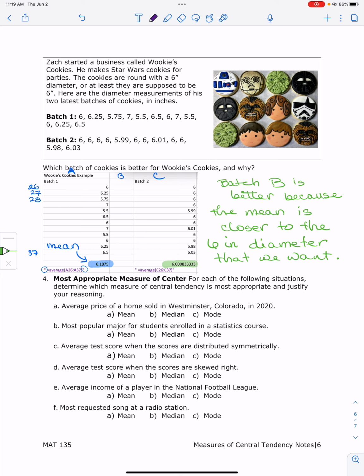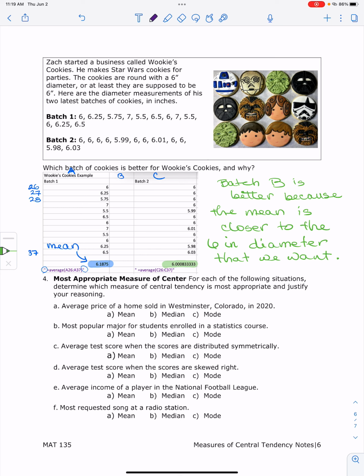Okay. So if you want to test your thinking on this, this would be a good time to pause. We're taking a look at the most appropriate measure of center. Okay. We've got the following situations. We want to know which we feel is most appropriate and justify the reasoning. There's always got to be a reason why.